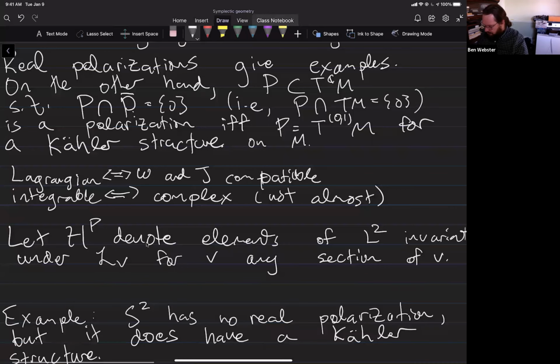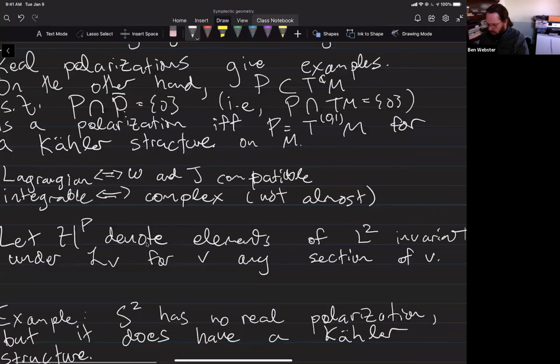All right. So I say let HP denote elements of L2 which are invariant under the Lie derivative, or I shouldn't say Lie derivative, covariant derivative, for V any section of my polarization. So any vector field which is parallel to the polarization.